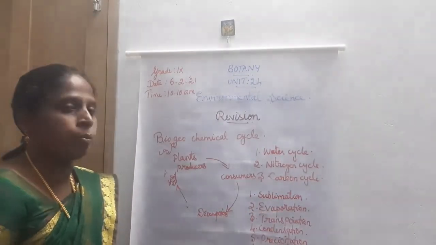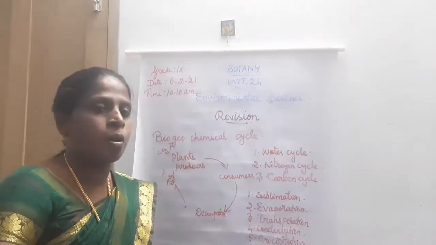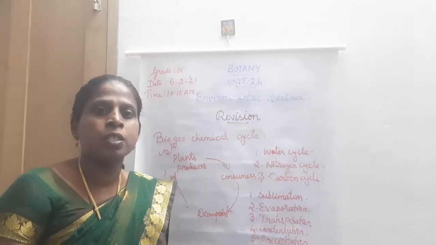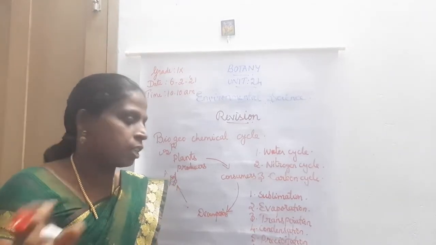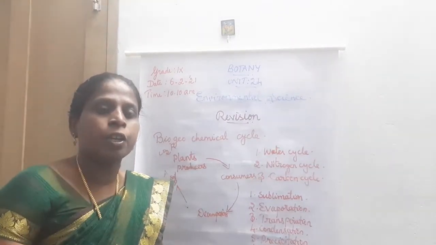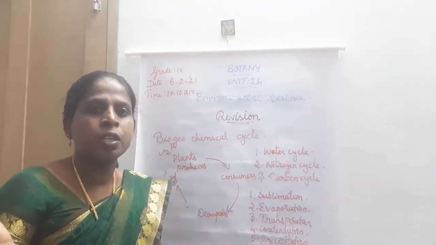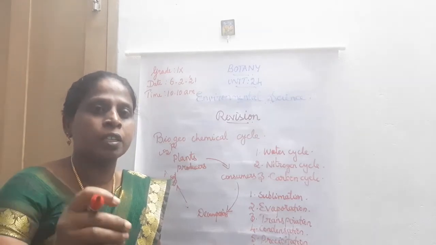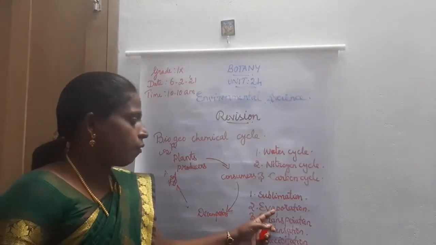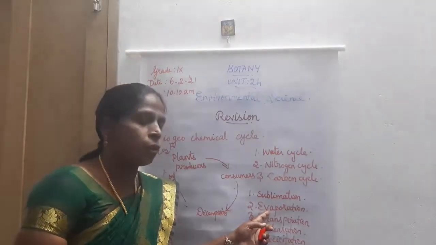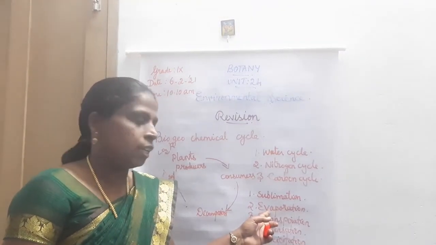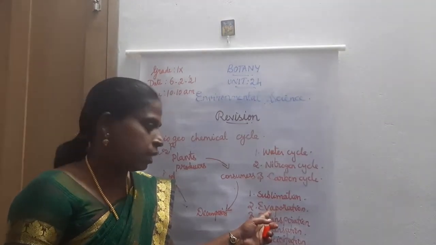The second one is evaporation. What does evaporation mean? From the surface bodies of water, that is from the oceans, seas, rivers, ponds, lakes, streams, etc., the water may evaporate, and the liquid state can be converted into the gaseous state before reaching the boiling point. So from the liquid state of water, it can be converted into the gaseous state. That is called evaporation.